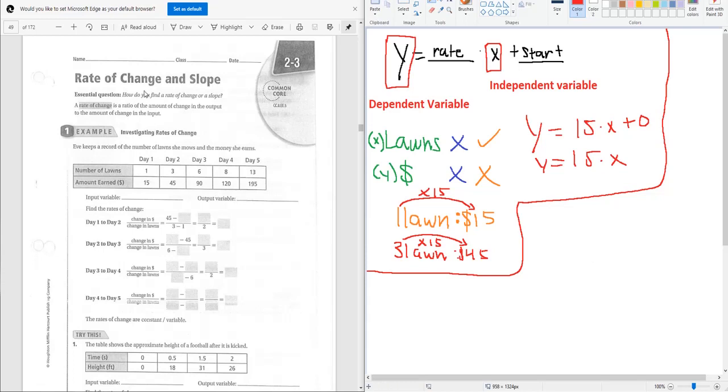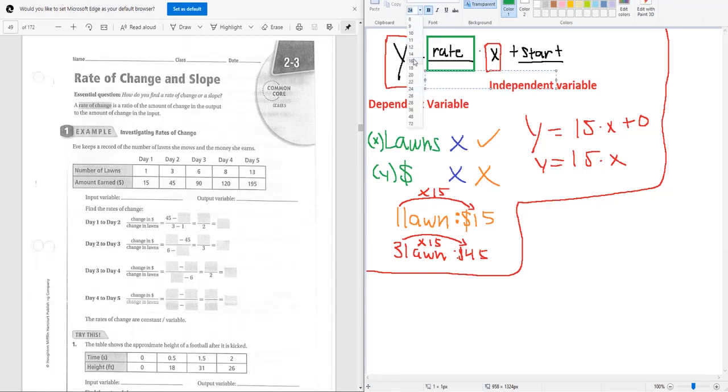Now, notice that this is rate of change and this says rate. That's because they are the same thing. This is your rate of change. This is your slope. The only difference is I'm going to teach you how to calculate it as opposed to just, it should be this because of this. So this is your rate of change or your slope, same thing.